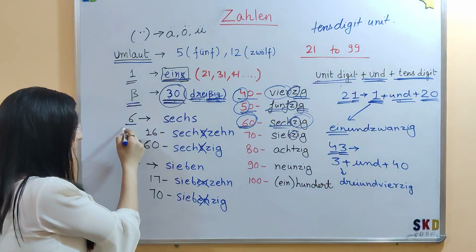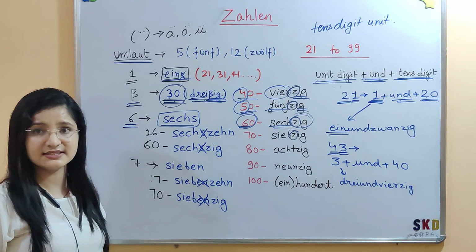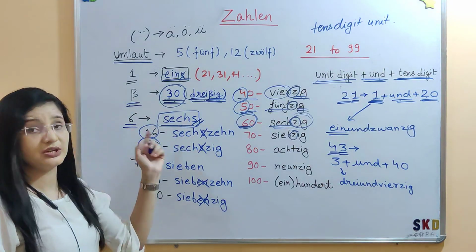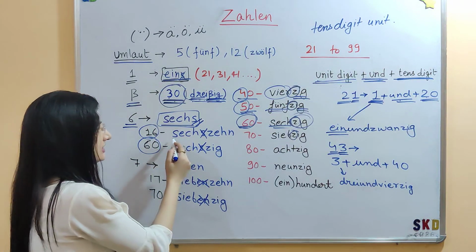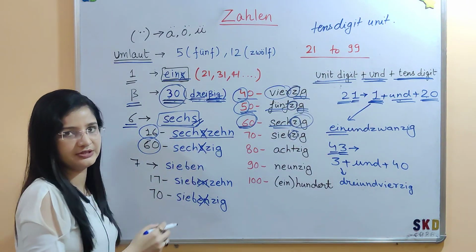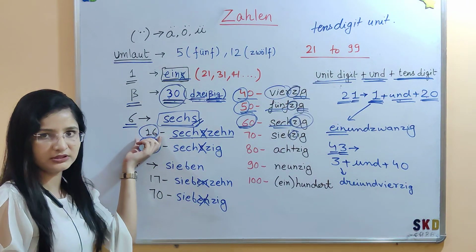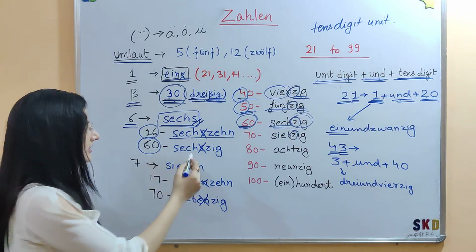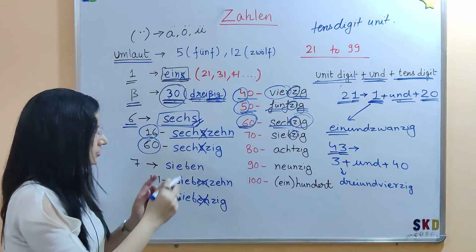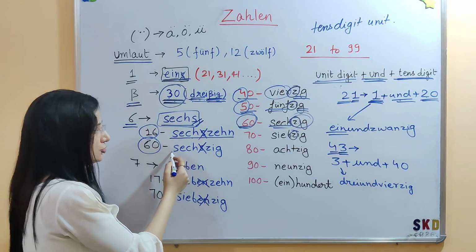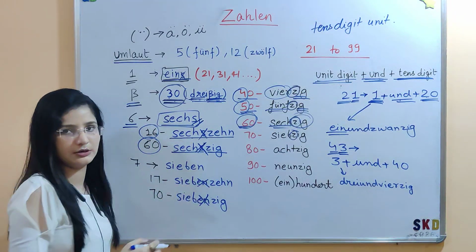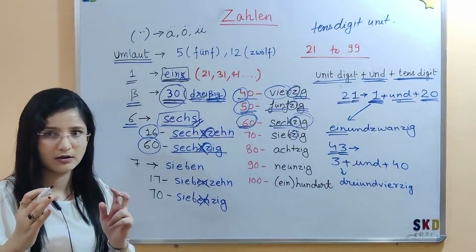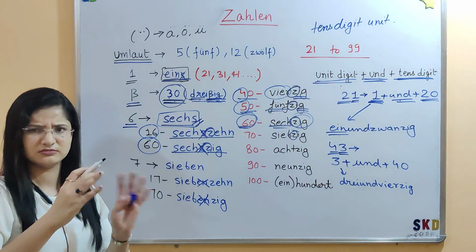Now 6 is basically sechs. But the S will not be there in 16 and 60. So it is sech, the same. This S will not be there. So sechzehn is basically the unit digit and then the tens digit: 6 plus 10, sechs and zehn, but the S of sechs will not be there. Similarly in 60, it should be sechszig, but this S is not there. We can also relate it like this: this Z already gives the sound of S. That's why the S is eliminated, just for your understanding.